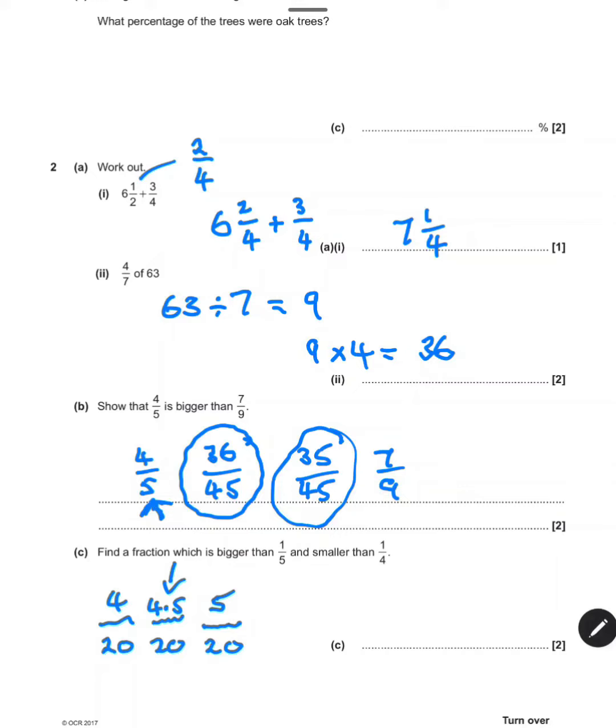20ths. And that's no good as an answer because we can't have a fraction with a decimal in it. So if we take that and double everything, you will get 9 40ths. And that is your final answer.